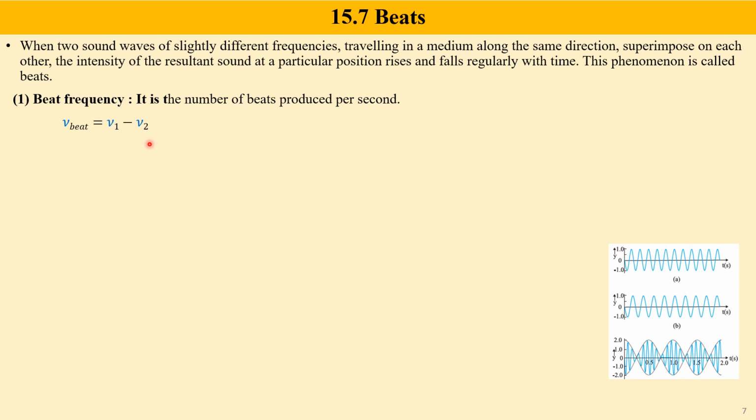Beat frequency is the number of beats produced per second. Suppose two waves have frequencies nu1 and nu2, then the beat frequency is equal to nu1 minus nu2.